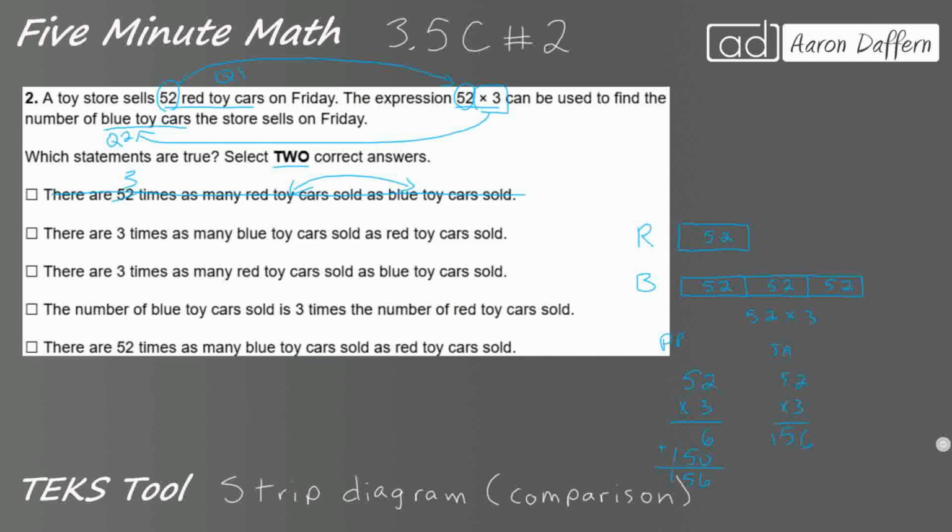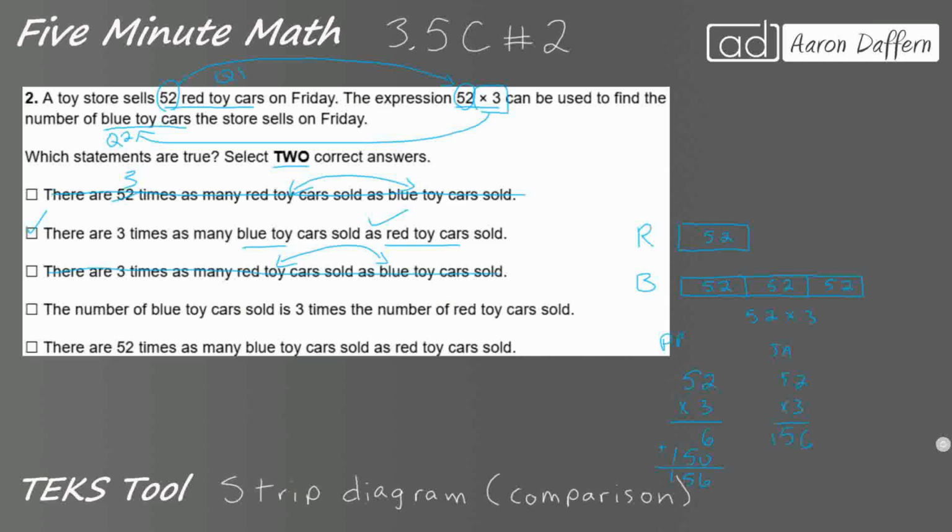All right, so are there more blue cars than red cars? Yes. And how many times? There's 3 units. All right, so this is a correct answer. I need one more. There are 3 times as many red toy cars as blue toy cars. Are there more red than blue? No, this is the opposite. 3 times works, but they needed to flip those.